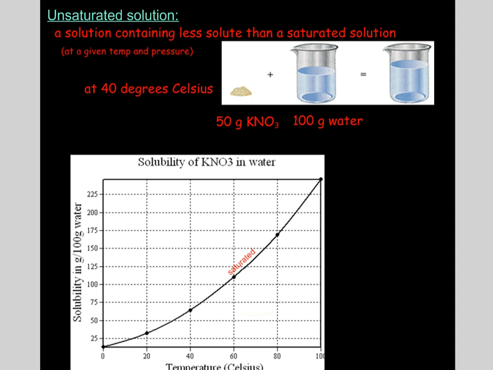So 40 degrees, find the 40 degree line, read up to 50 grams on the chart, and you'll see that's a point right about there. It's below the line. Okay, so any point on this graph anywhere down under here will be an unsaturated solution. Okay, so anything down here will be unsaturated.